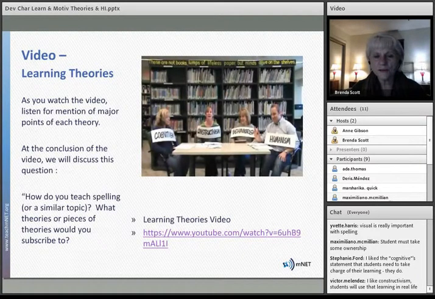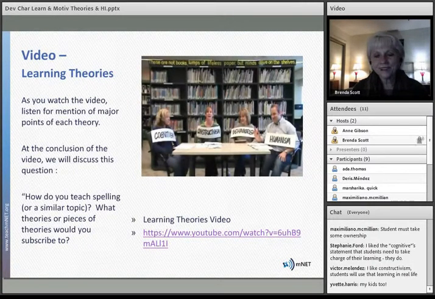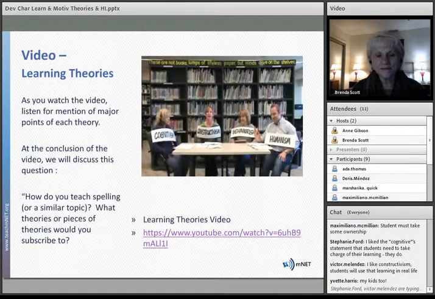Constructivism, students will use their learning in real life. Why is it important? I'm kind of known for asking that, because if I don't see the importance of something, I'm just not going to memorize it. I might learn something about it, but it's not going to really stick unless I really think it's something really, really important. Yeah. All right. We have some good takeaway from that. Yeah. Very good. I got a couple other folks typing.